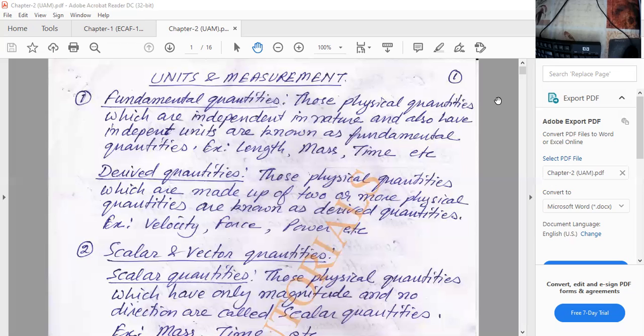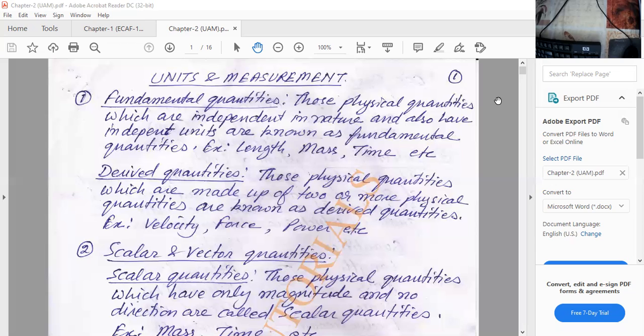Similarly, when we talk about derived quantities, derived quantities are those quantities which are made up of two or more fundamental quantities. If we talk about force, force is represented by mass into acceleration. As we all are aware of the formula, force is equal to mass into acceleration. Mass is a fundamental quantity, and acceleration again is a derived quantity, right? So force is made up of more than two physical quantities.